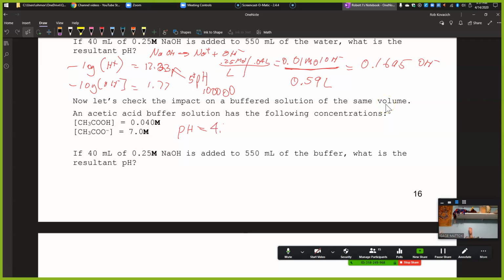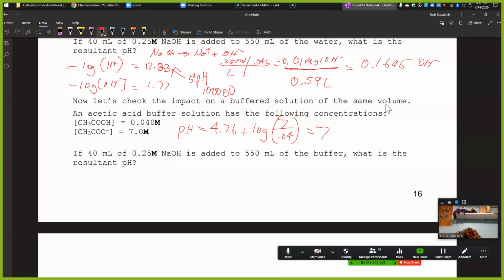So 4.76 plus the log of 7 molar divided by 0.04 molar. 4.76 plus log of 7 divided by 0.04, close parentheses, equals, this will make Annika happy. This buffer buffers at a pH of 7.